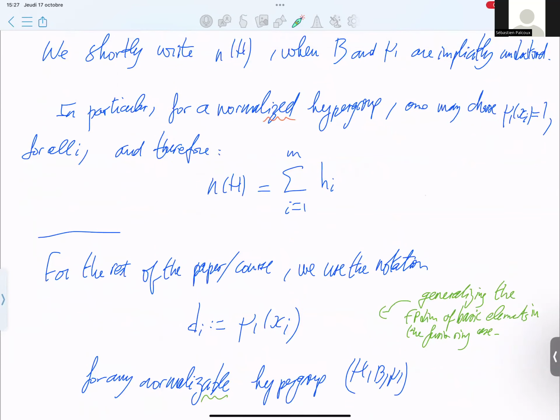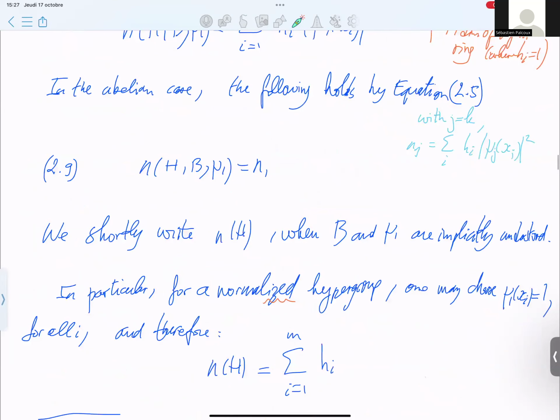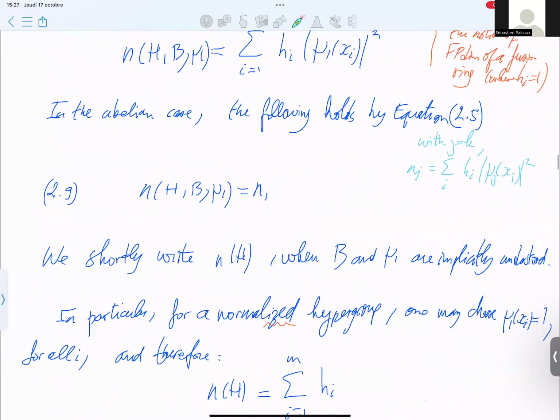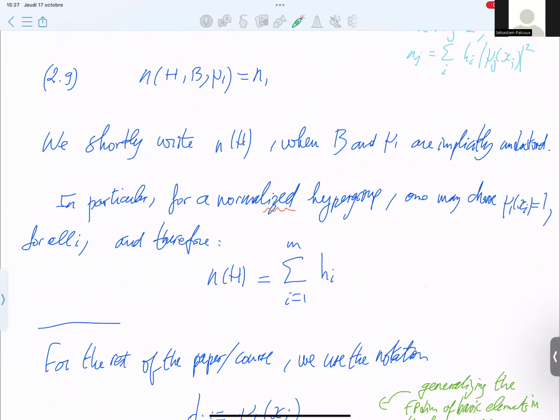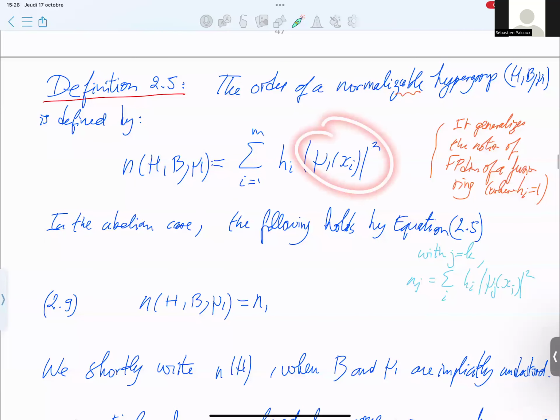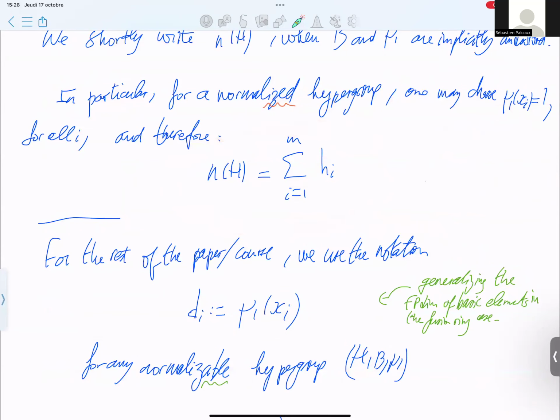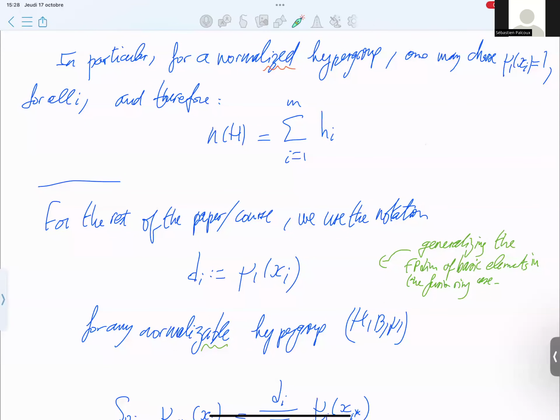Okay. So in the normalized case, if you have a normalized hypergroup, in fact there is nothing to normalize. So the linear character is already 1 everywhere. So this is 1, and you just have the sum of these constants, which is the order.